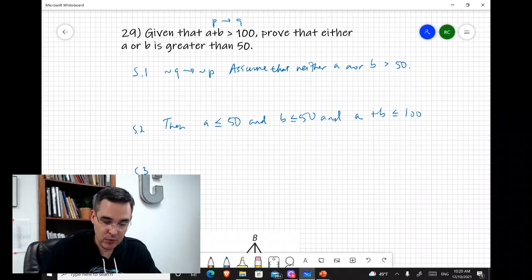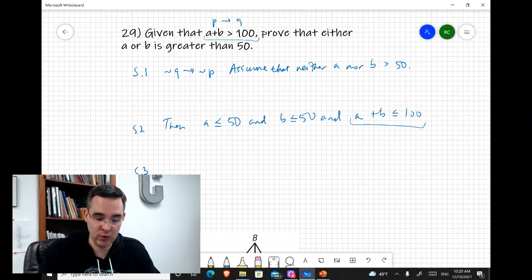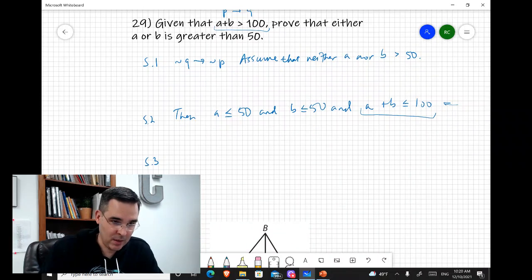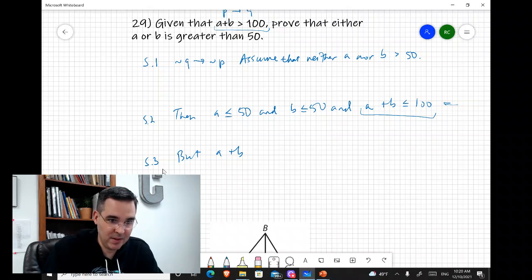So in statement 2, look what I've ended up with. I've ended up with a statement that contradicts the given, because the given says A plus B is greater than 100. But if I follow the reasoning in my assumption of statement 1, I follow that reasoning in statement 2, I end up contradicting it because A plus B is less than or equal to 100 in this reasoning. So statement 3 says, but A plus B, like I said, is greater than 100. That's my given.